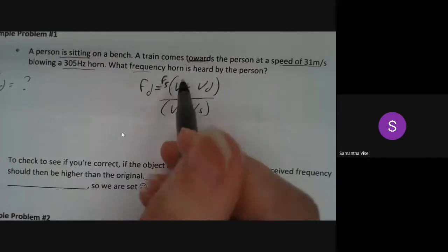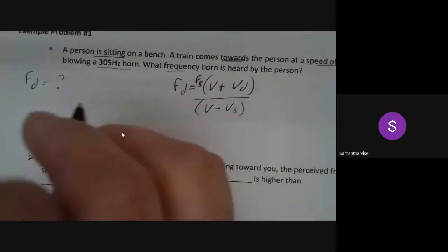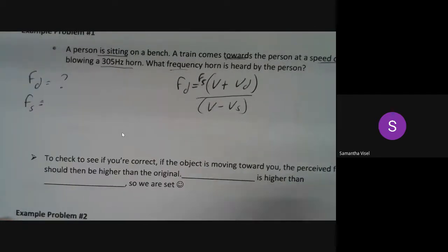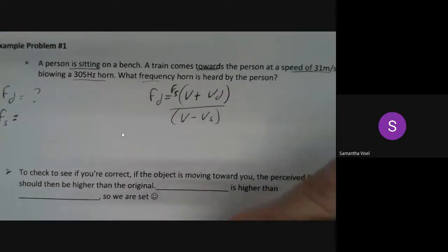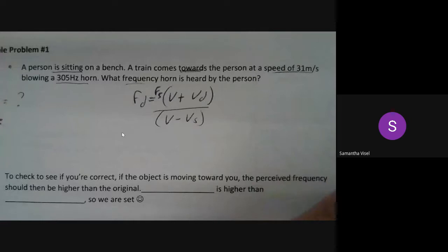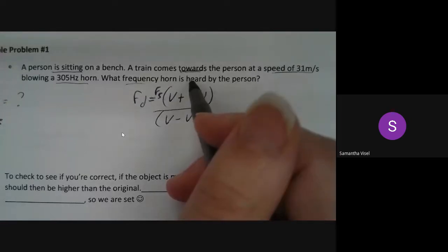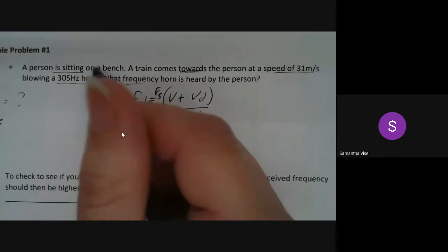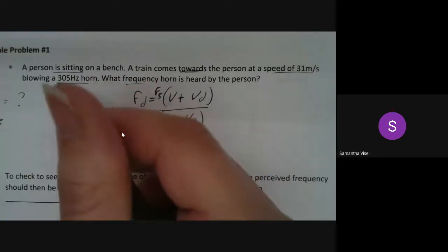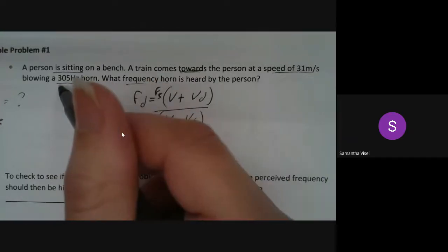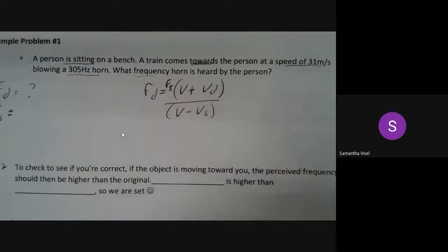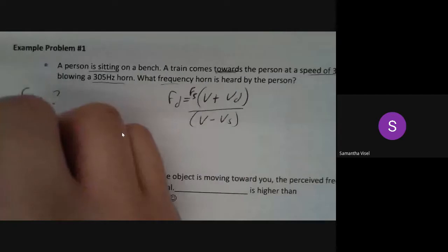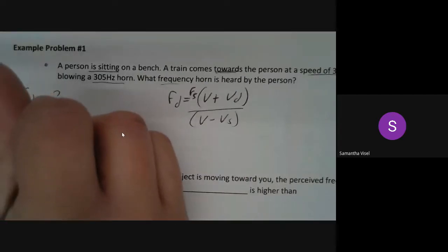So the first variable I need is F subscript S. F subscript S is the frequency of the sound. So what's the actual frequency at which the sound source is emitting? I need to find my sound source. So what's making the noise? I have a train moving at a speed, blowing a horn. So the train blowing the horn, that's the noise. And so this is the frequency of the horn, the actual frequency at which the horn is being emitted. So my F subscript S is 305 hertz.